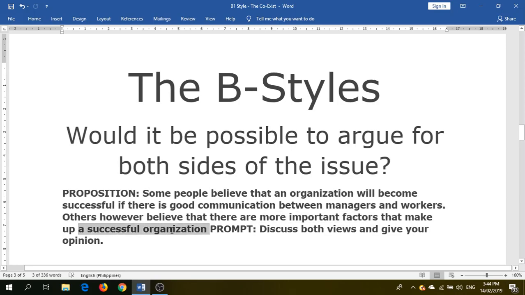And so, in that case, what the writer performed is what we now call the B1 style. And I hope you somehow get a feel of what that looks like. So the B1 style is an essay where the writer argues that both sides of the issue can coexist together. There's really no need to choose one side over the other side. Let's have both these sides, and there's no better way but to recommend both sides of the issue.